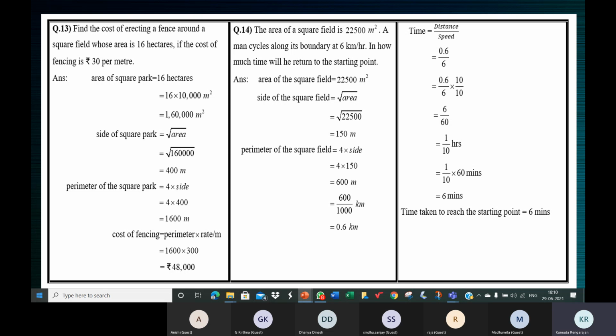So I have nothing more to say. Area is given in hectares. We convert that to meter square. Using the area, we find the side of the square park. And using the side, we find the perimeter. And once we find the perimeter, the cost of fencing will be the perimeter into the rate. So this is the length. It's not 100 meters, not 200 meters, 1,600 meters.